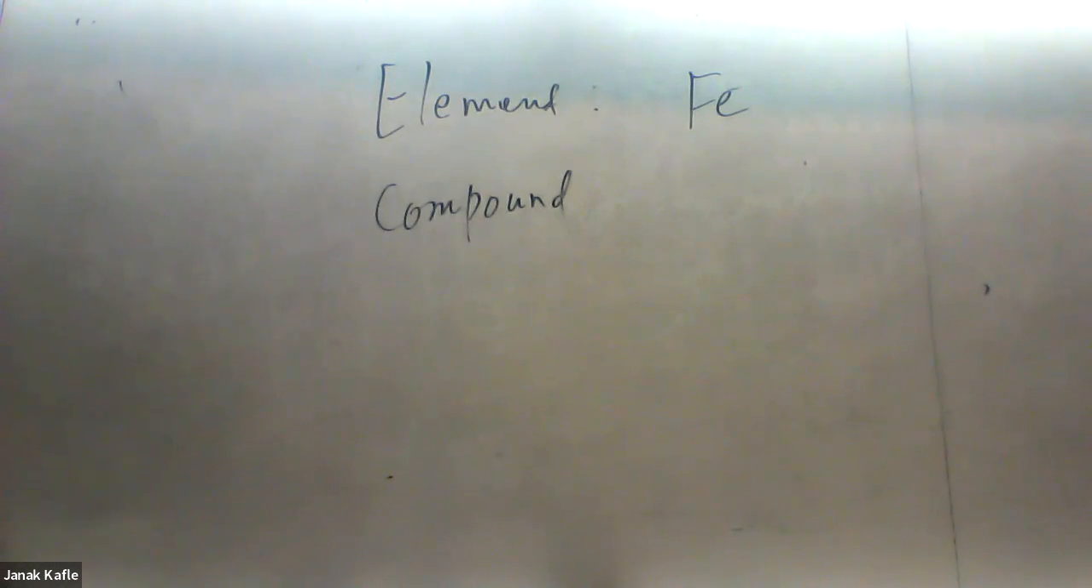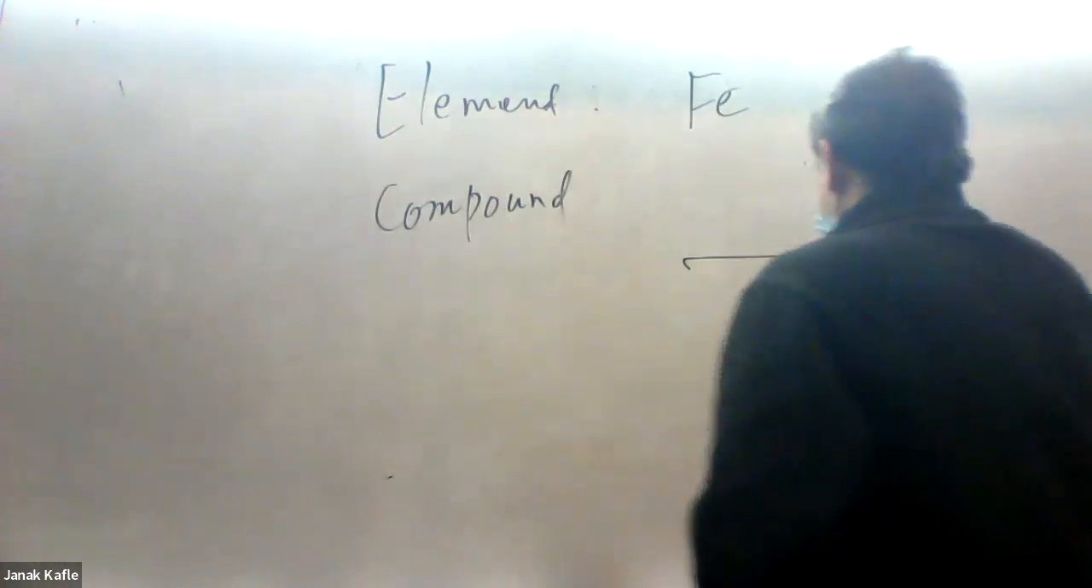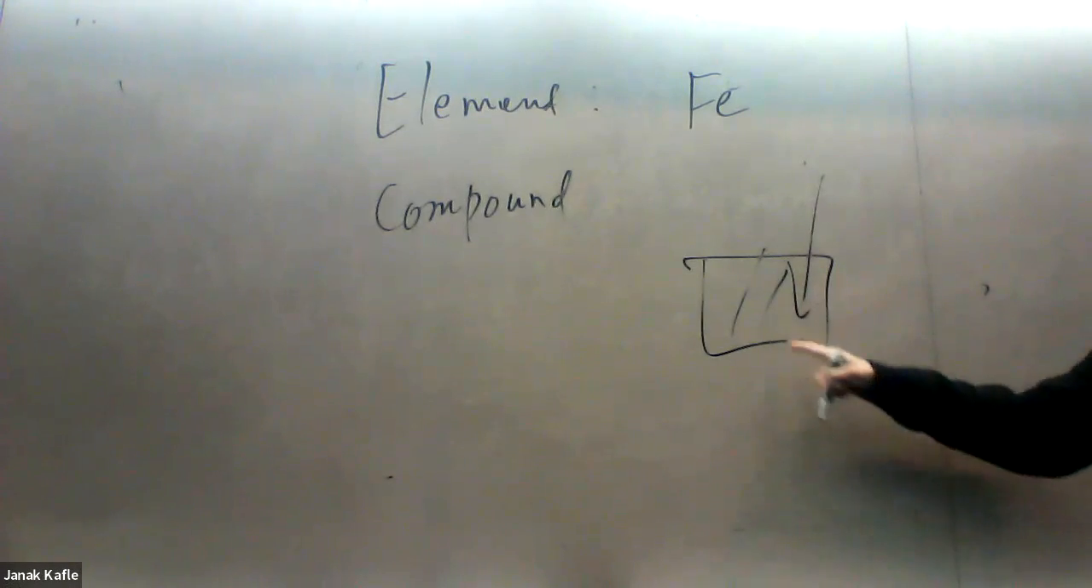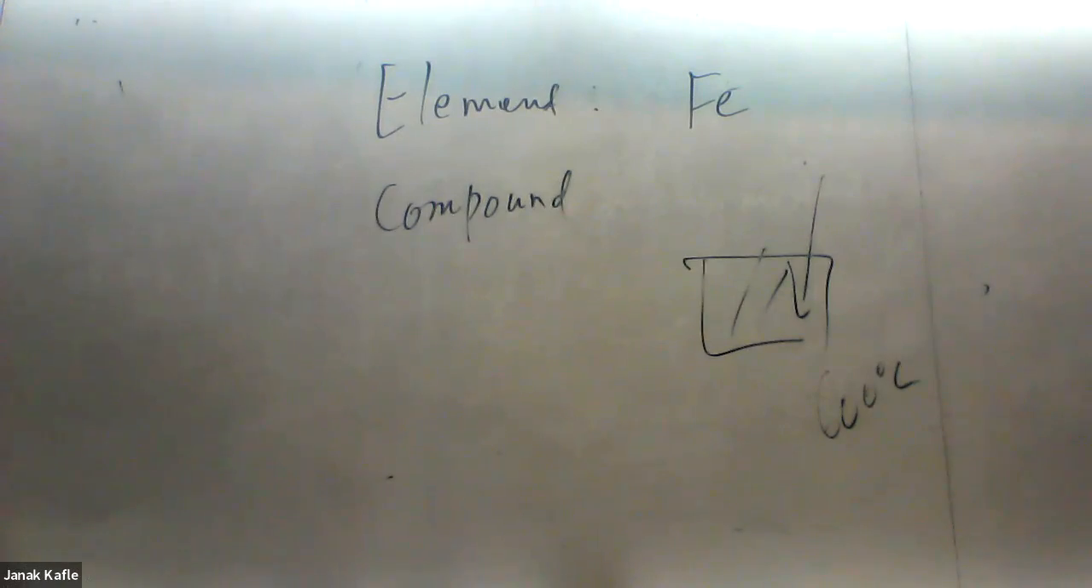Make sense? So somebody gives me a piece of iron and I want to find out whether this is iron or not. So I'm going to melt it. I put a thermometer in the oven and I will melt it here. So let's say this melts at 600 degrees centigrade.